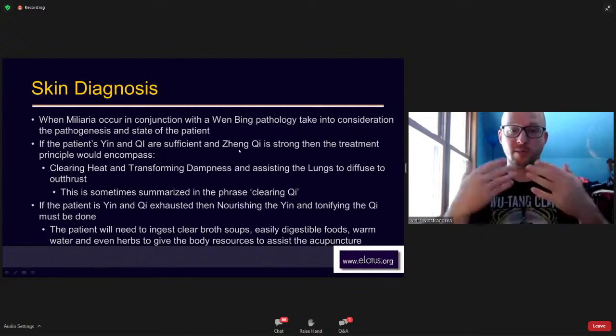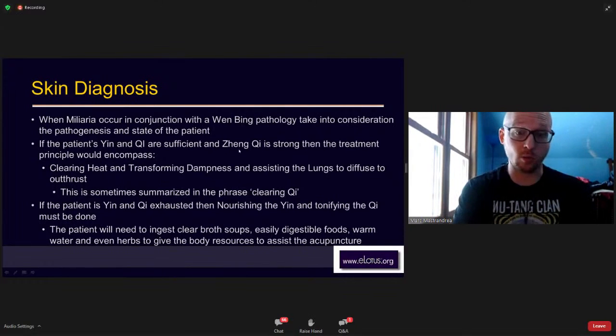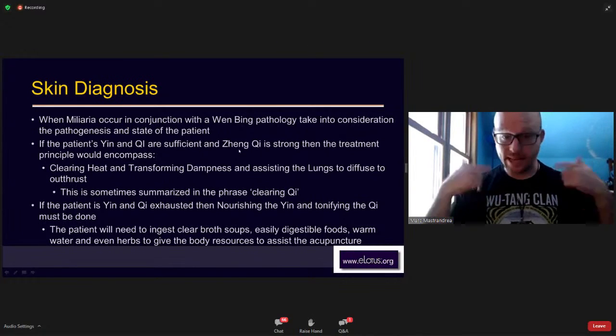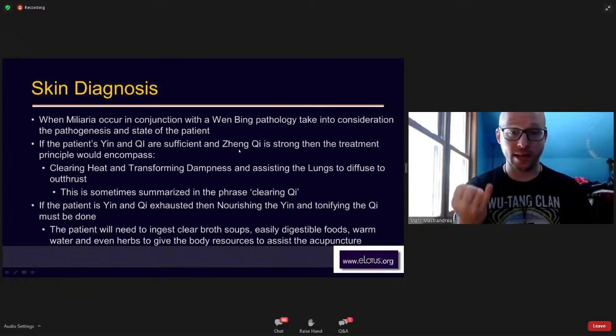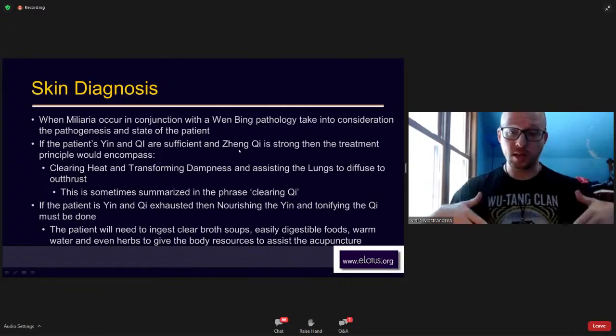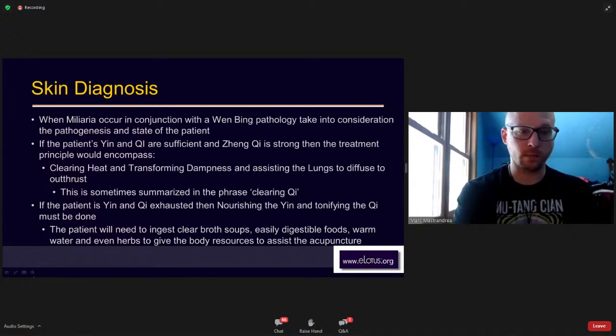So you can use soup broths like the one that we taught on there to assist you in developing yin, right? And developing yin qi, making easily digestible foods, zhou, right? Kanji, warm water, right? These types of things help to promote the yin fluids and promote the yang qi for the body to push things out, right?